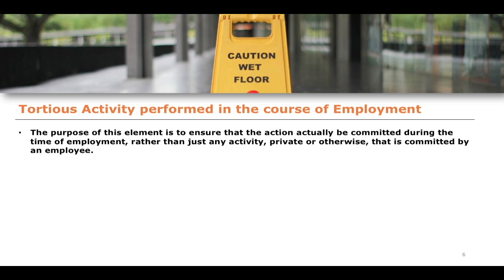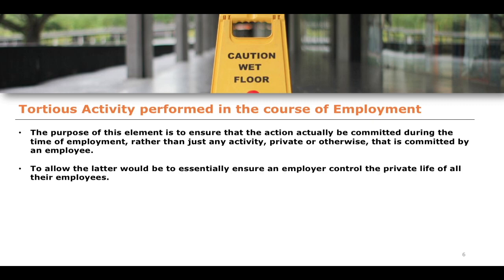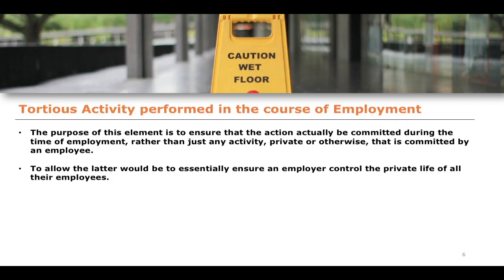The purpose of this element is to ensure that the action that is actually committed is committed during the time of employment, rather than it just being any kind of activity, whether committed by the employee in private or otherwise, at any point in time. To allow the latter would essentially be to give the employer control over the private life of their employees, and it would also ensure that the employee had very little free will over their actions, given that it would ultimately be the employer that has some kind of liability attached as well. So it is important that this is a key test and a key requirement that takes place during an instance of vicarious liability.